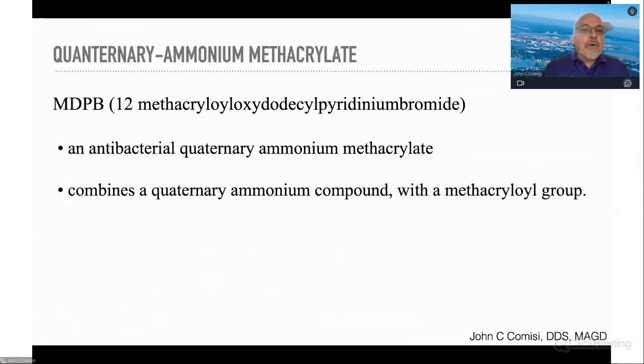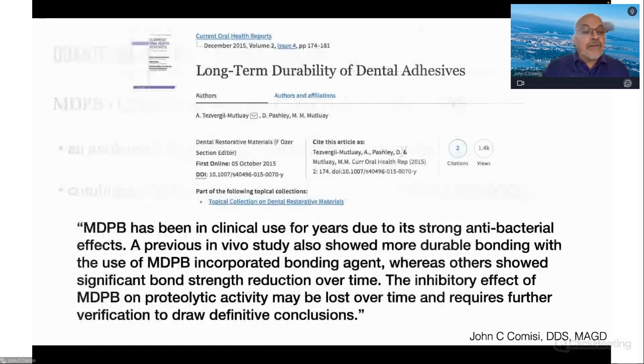So the quaternary ammonium methacrylates, especially MDPB, which has been in our composite materials at an earlier time period, were known to be antibacterial in their mechanism. And they're mostly beneficial via the methacryloyl groups that are there. Say that three times fast. The MDPB has been shown in this article by Arzu Tetragyl Mutulae to be used for years in our overall dental capacity.